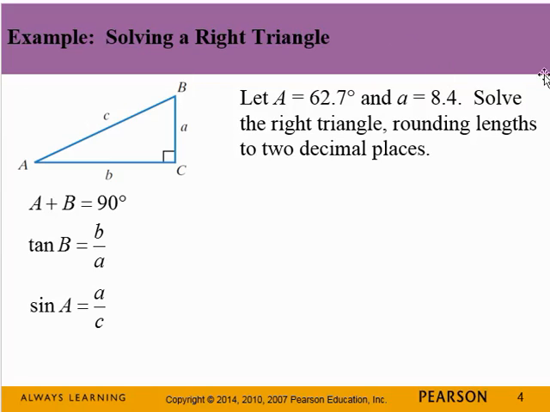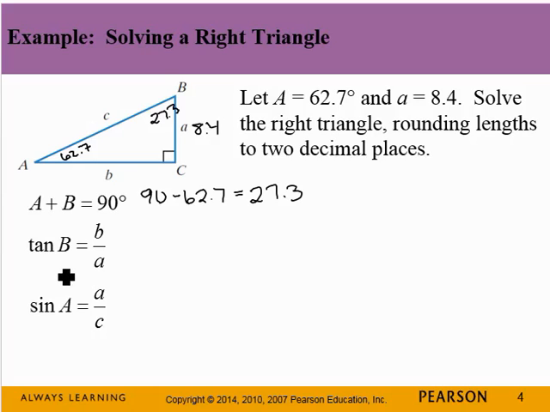So let's look at this first example. If you know that angle A is 62.7, and side A is 8.4, you can find angle B. Since it's a right triangle, you know angle C is 90. So you're going to have 90 minus 62.7, and that will equal 27.3. So you know angle B is 27.3.